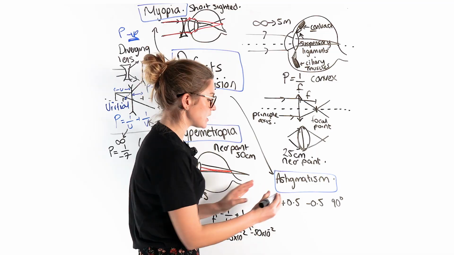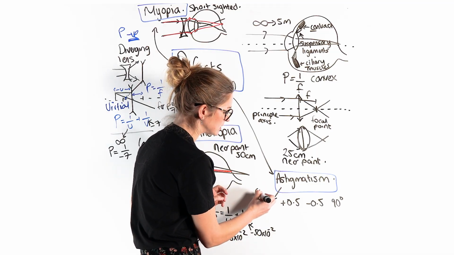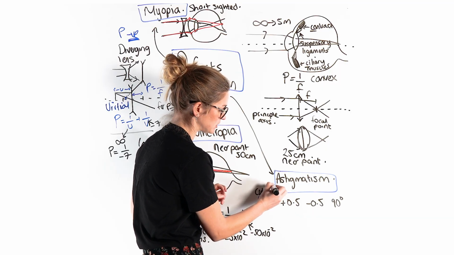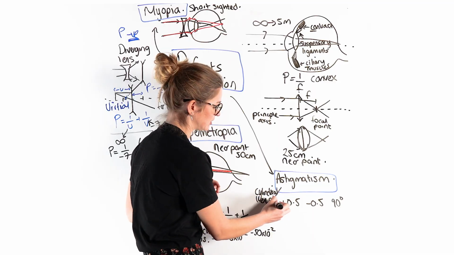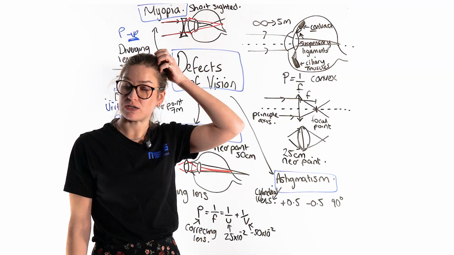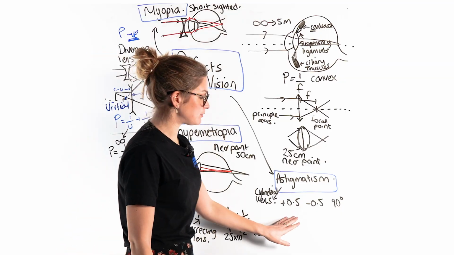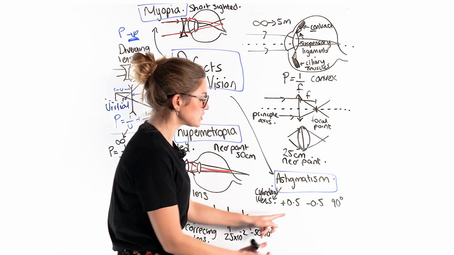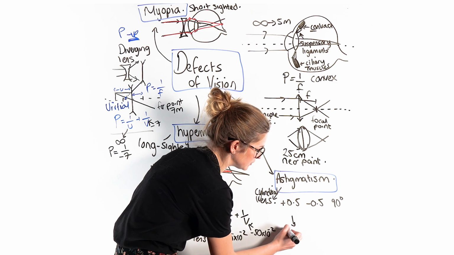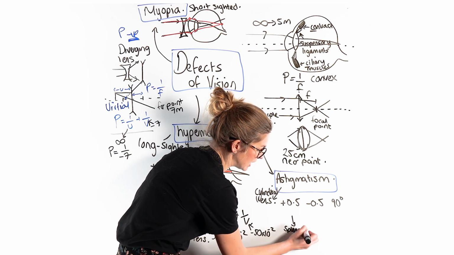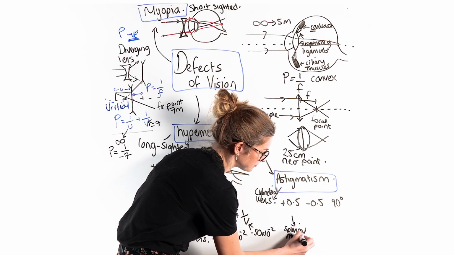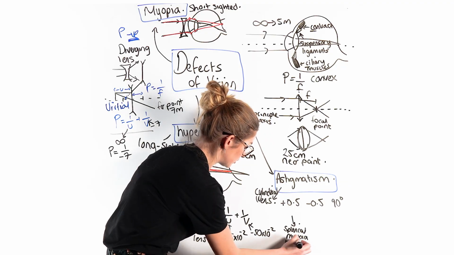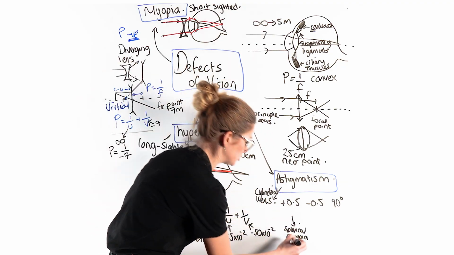And all you need to know is that it gets corrected by using cylindrical lenses, okay? You need to be able to read a prescription for a cylindrical lens. So let's say this is the prescription we get for someone from the optician. Okay, the first number always tells you about the spherical lens. So that tells us whether the person's got myopia or whether they've got hypermetropia.